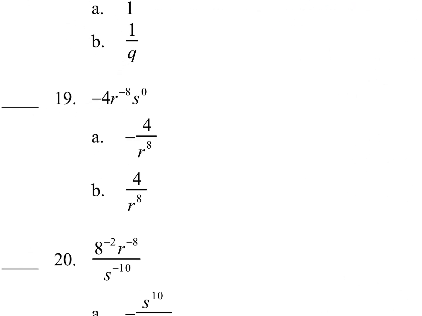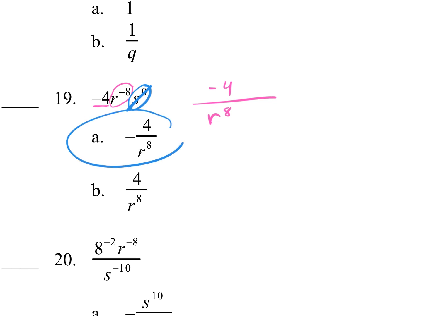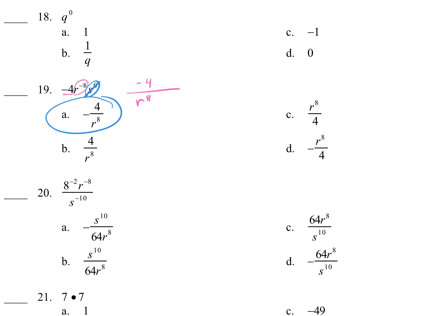Let's do 19. So we want to simplify. What does a negative exponent do? Makes it a fraction. So that r is going to go in the bottom of our fraction, in the denominator. Negative 4 is just a negative number, so that's just going to stay on top. It's not a negative exponent, so we're not going to move it. R to the power of negative 8 is going to go on the bottom, and it's going to turn positive. Now, what's s to the power of 0? 1. So it cancels, and it's just 1. So our answer would be negative 4 over r to the 8th power. So that would be A.